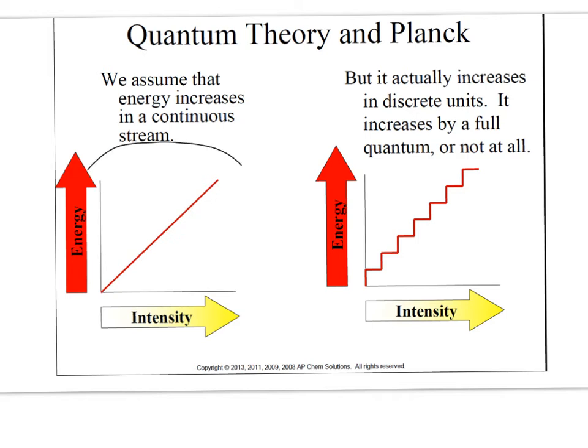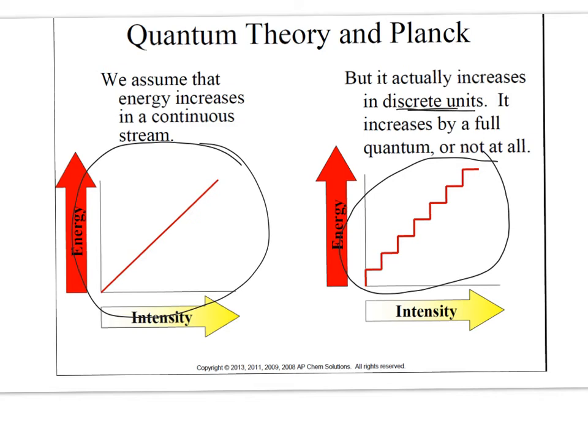We assume that energy is a constant stream like this. Instead, experimentation as well as theory has shown that it is actually released in discrete units, right? So it's either a full unit or no unit at all, okay? Full quanta or not at all. So as energy goes up and intensity increases, quanta goes up in a stair-step-like fashion.